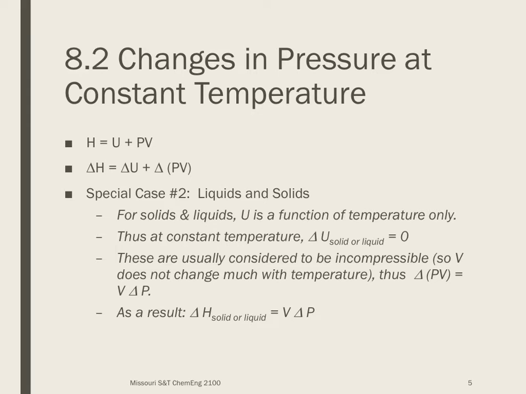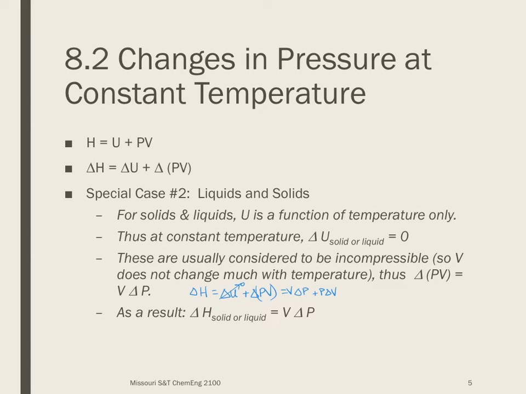Now, unfortunately, the ideal gas law does not apply. So when I look at delta U plus delta PV, I need to still consider the delta PV piece of this. So delta H is delta U plus delta PV. Delta U for solids or liquids, we've said, is going to be 0. What about the delta PV? Well, delta PV, we've said, is going to be delta P times V plus delta V times P.